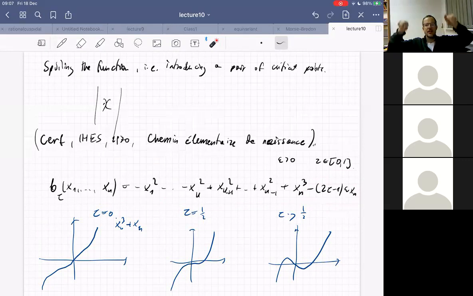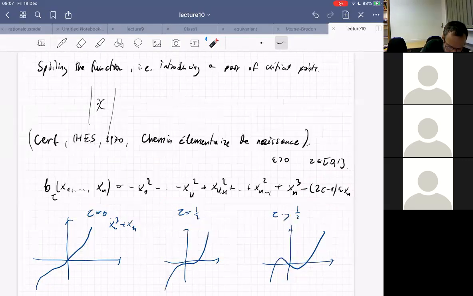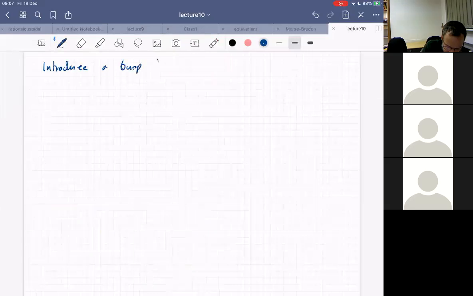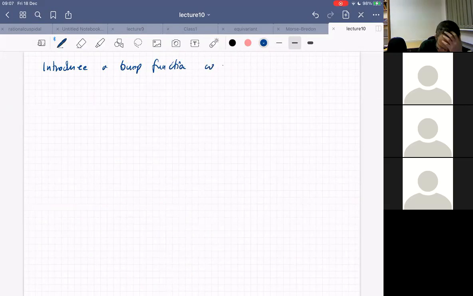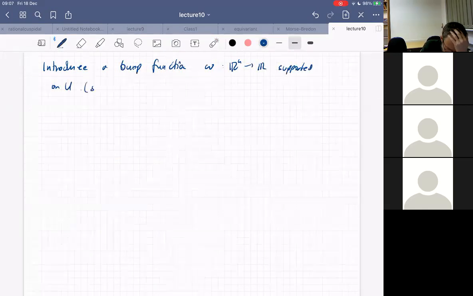Fixed away from a small ball in Rn. So what is the function? Well, introduce a bump function omega from Rn to R, supported on U, where U is some ball in Rn. So we do it locally.